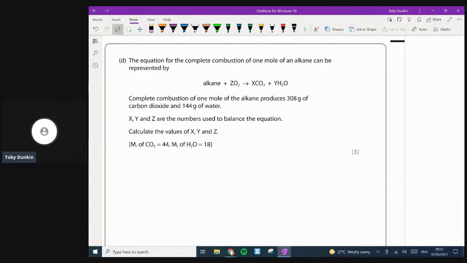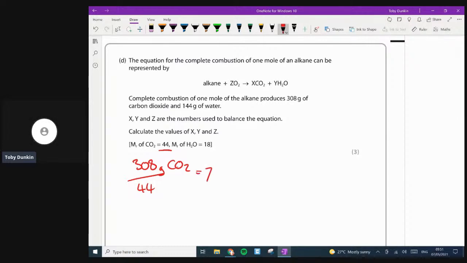The equation for the complete combustion of 1 mole of an alkane can be represented by this. The complete combustion of 1 mole of an alkane produces 308 grams of carbon dioxide and 144 grams of water. X, Y, and Z are the numbers used to balance the equation. Calculate the value of X, Y, and Z. Okay, so this is the mole ratio. I've got 308 grams of CO2, and they've given us the MR of CO2. So let's work out the moles. That's going to be divided by 44. So 308 divided by 44 gives me 7.